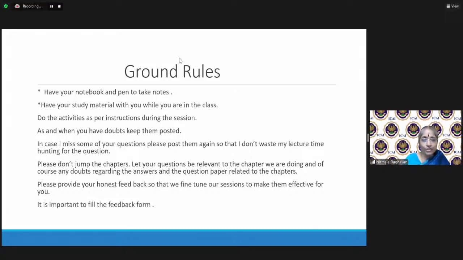Please provide your honest feedback so that we fine-tune our sessions to make them effective for you. It's important to fill the feedback form. It's only ethical. It's important to learn to be ethical before you get into jobs, because it's ethics that will give you an edge over others, will help you be successful. So post your honest feedback so that our sessions are really, really effective for you.